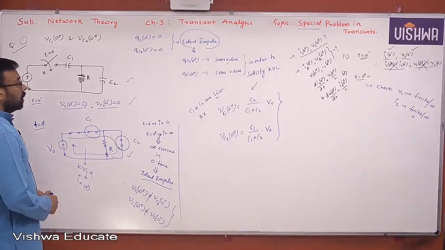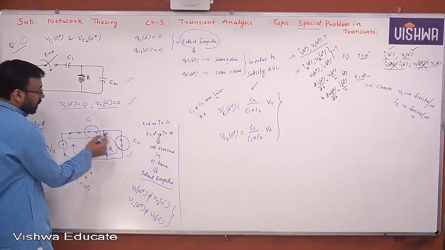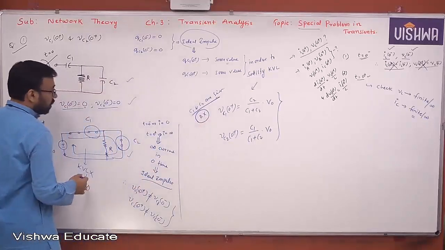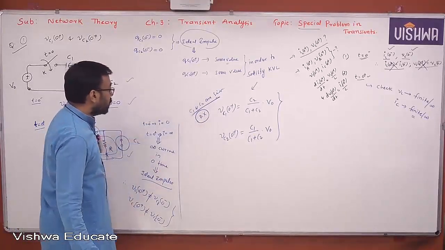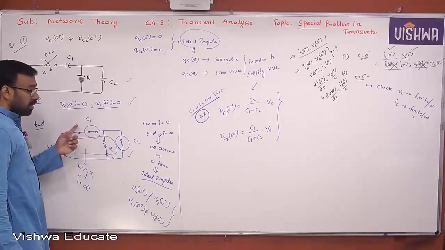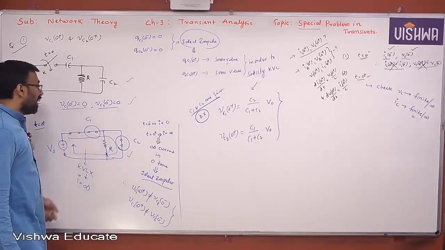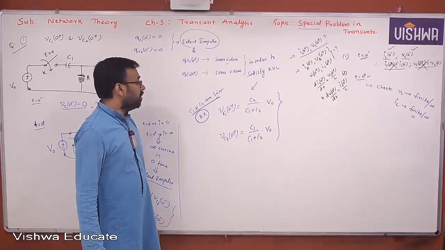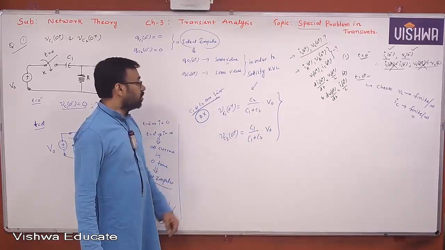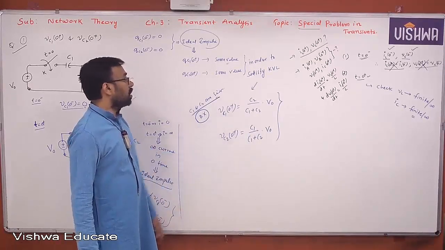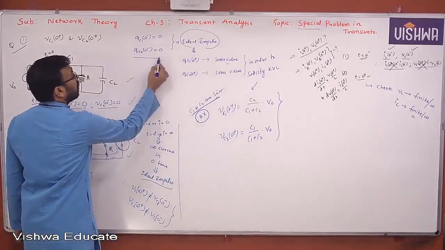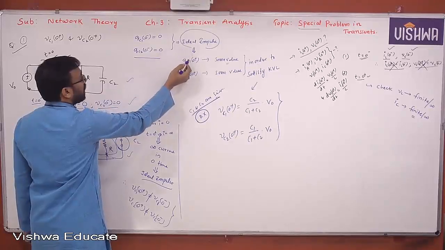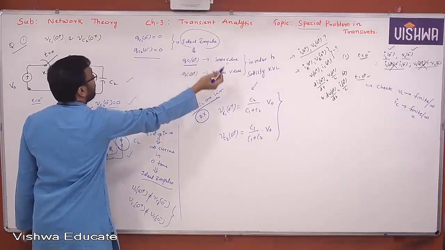Therefore, as C1, C2 are in series, neglecting R1 value, to satisfy KVL, this voltage must be divided according to the capacitance values, yes or no? So VC1 of 0 plus is equal to C2 by C1 plus C2 into V0. VC2 of 0 plus is equal to C1 by C1 plus C2 into V0. Before that, you can also write QC1 of 0 minus is 0, QC2 of 0 minus is 0. Ideal impulse current will force it now to some other value.